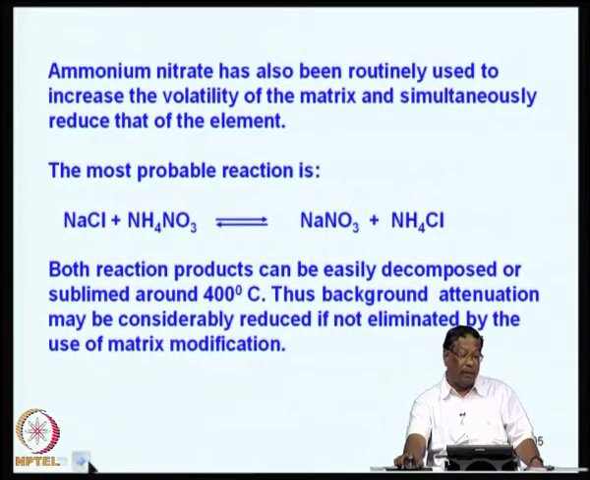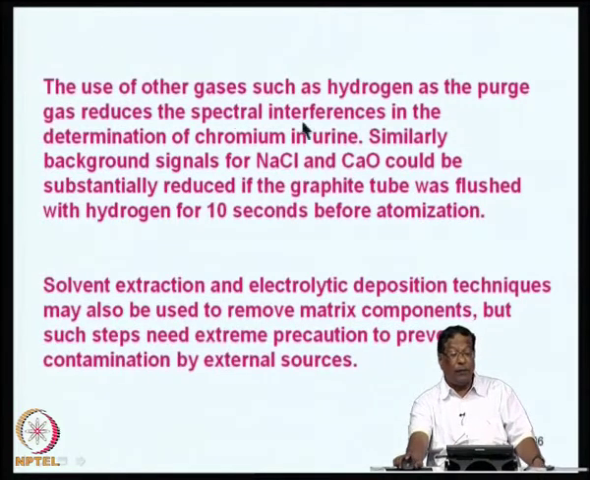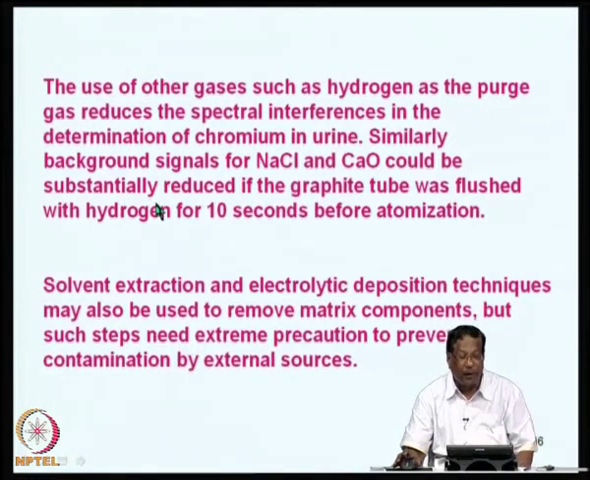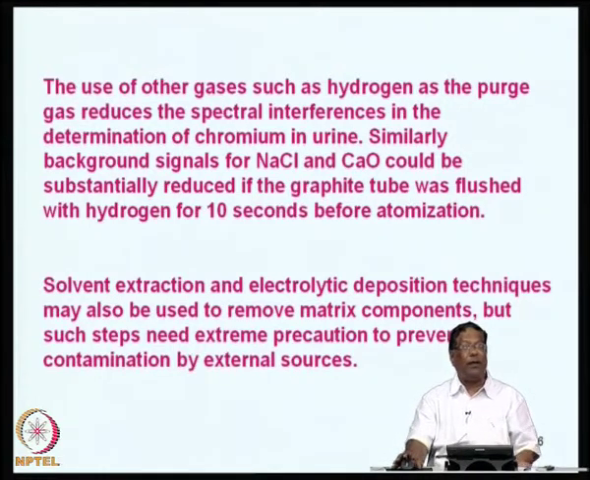So, the use of other gases, such as hydrogen as the purge gas, also reduces the spectral interference in the determination of chromium in urine. For example, urine is also very high in sodium chloride content, almost up to 1% and maybe more. Similarly, background signals for sodium chloride and calcium oxide could be substantially reduced if the graphite tube is flushed with hydrogen for just 10 seconds before atomization.